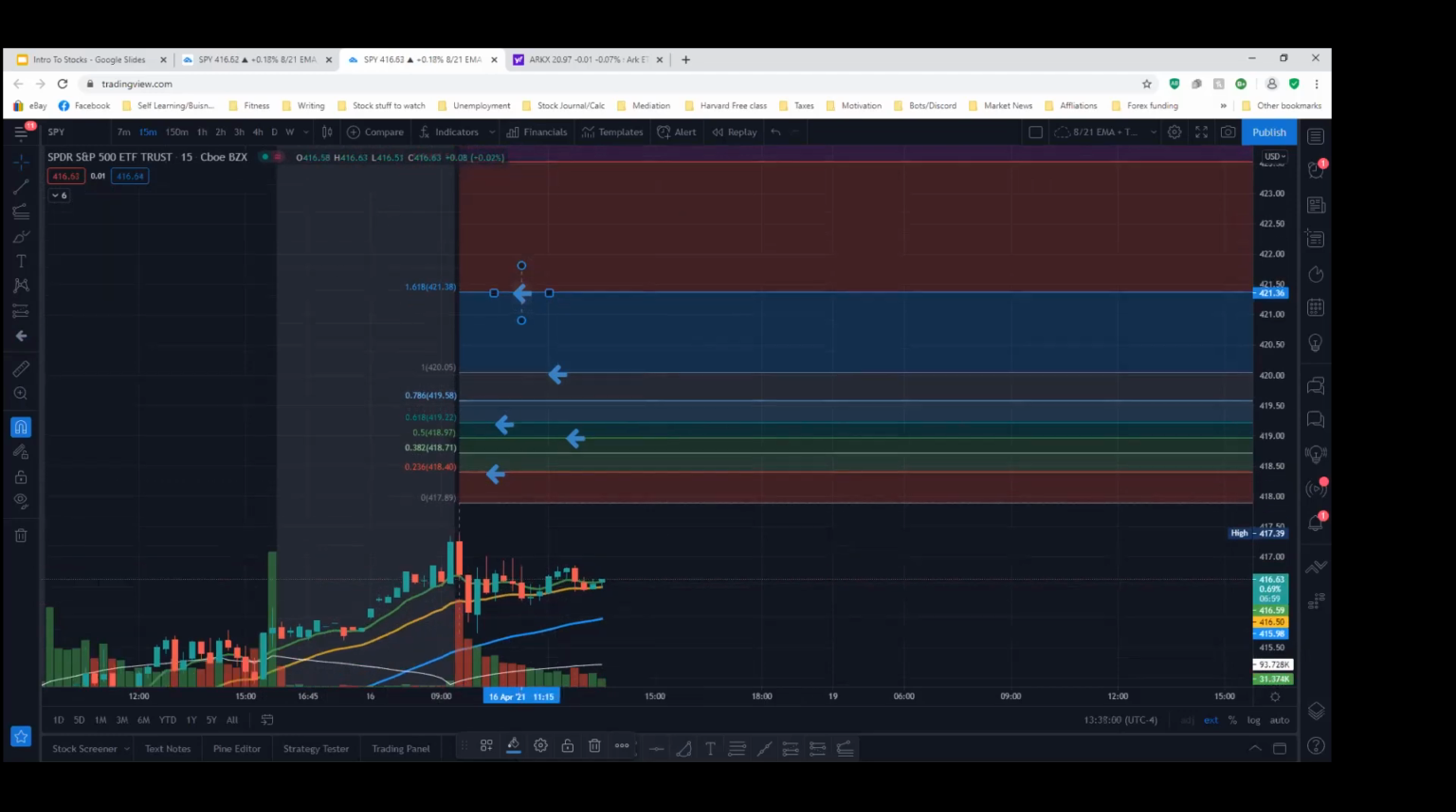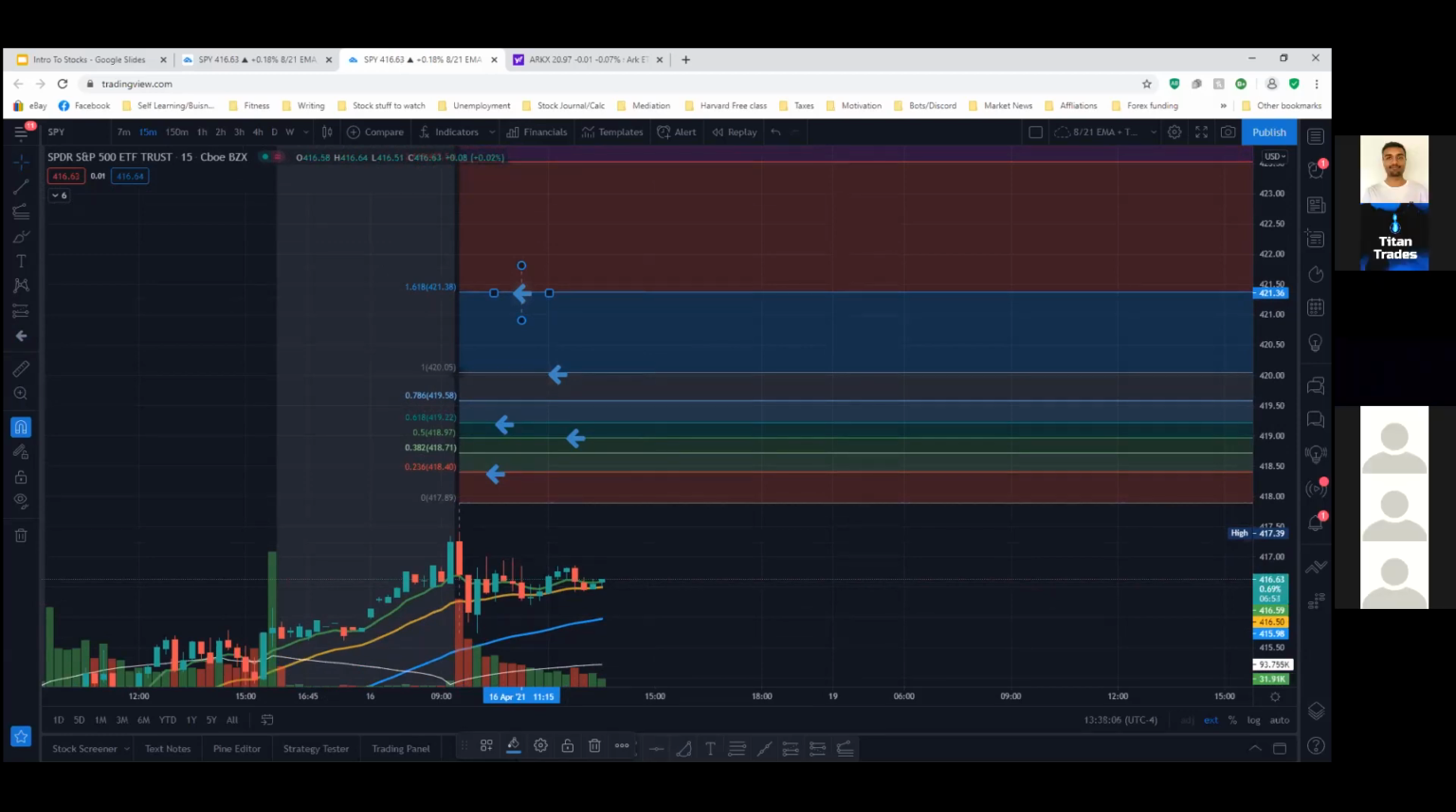So these are just how you can make levels if a stock is at all-time highs. These aren't 100% accurate. You might have 418.30 or 0.20, but it gives you a very decent idea of where the stock could potentially head to.